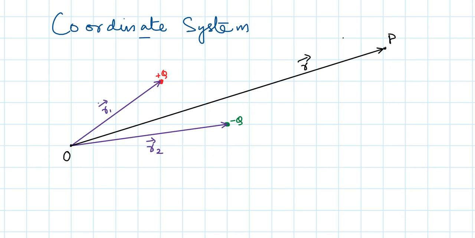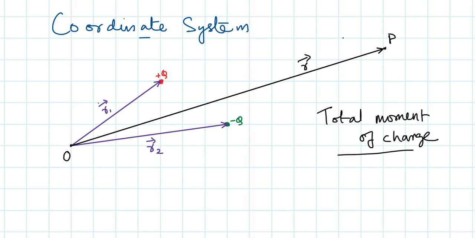So the first quantity that I would like to measure would be the total moment of charge of this electric dipole. The total moment of charge of any system is also known as the dipole moment of the system. So how do you calculate the moment of charge?